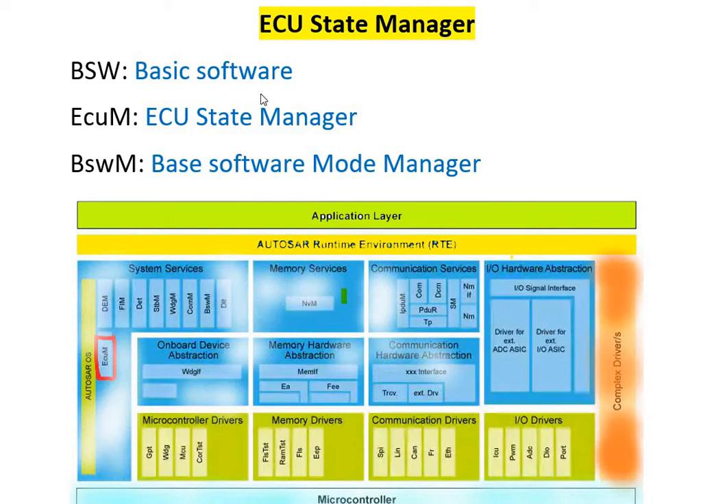Now we can see where the ECU State Manager is located in the AutoSAR layers. We already know AutoSAR has three layers: application layer, RTE and base software. Base software is again divided into three layers: service layer, ECUAL and MCAL layer. Here ECU State Manager is present in the service layer in the system stack, highlighted in red color. So this is the ECU State Manager module.